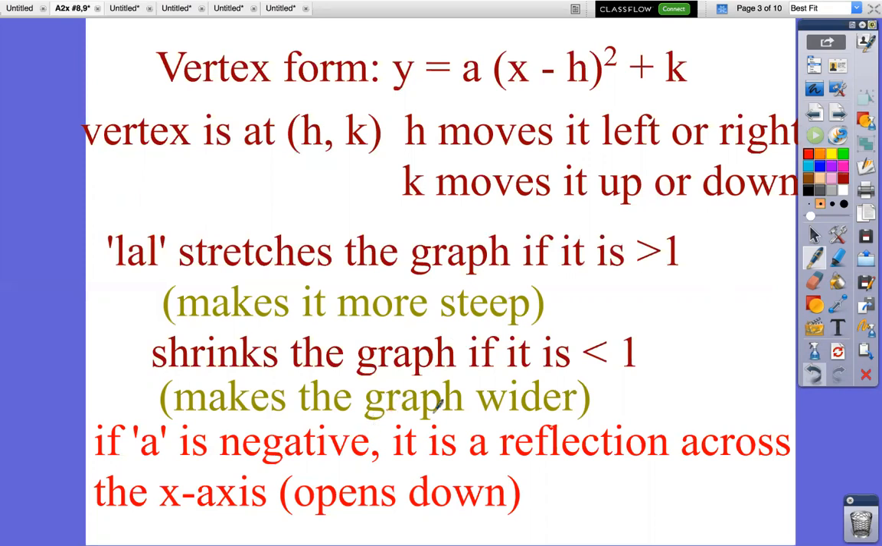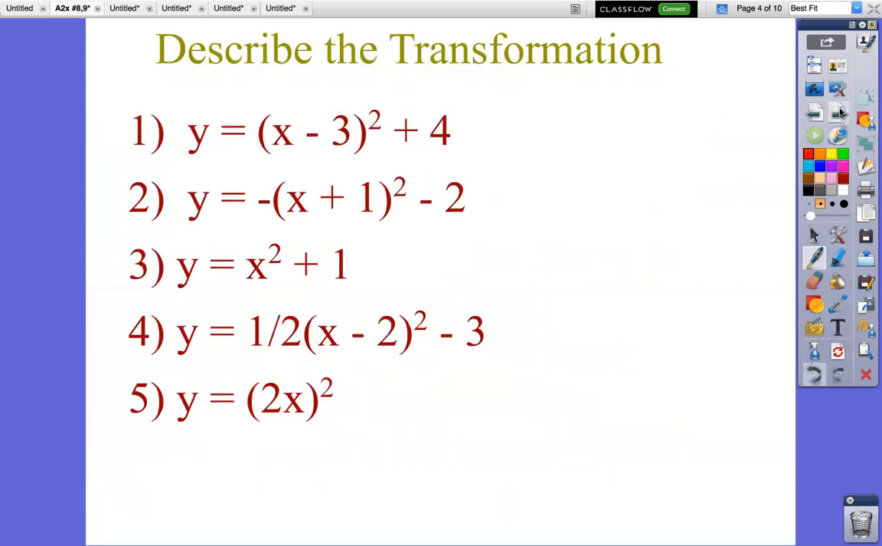But remember, if a is negative, it has to open down. If it's positive, it opens up. Any questions at all? Yeah, okay. No big deal. So, today we are describing the transformation. And that's all we're doing for today, is describing the transformation. And then we're going to also start talking about the vertex.